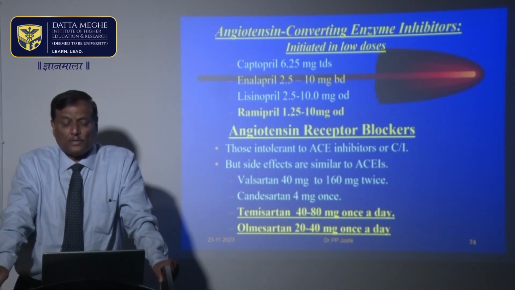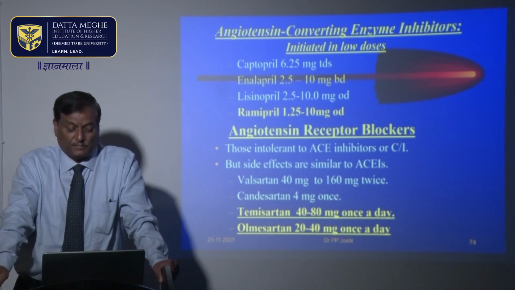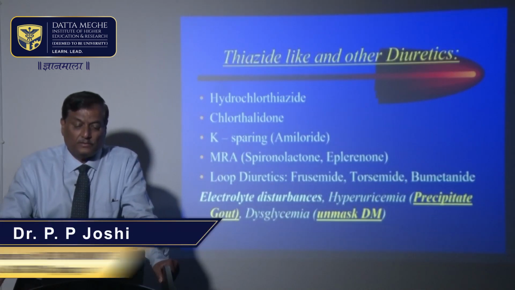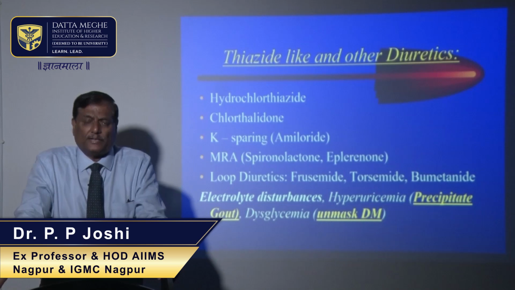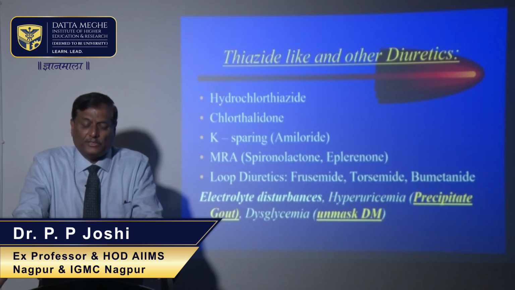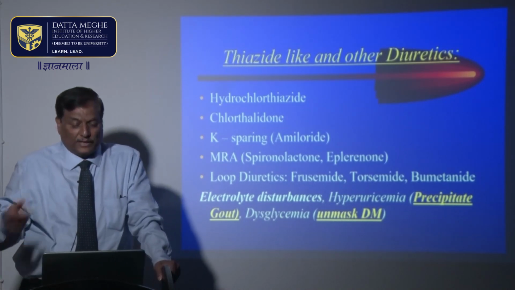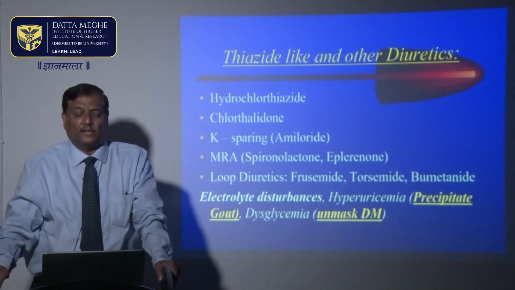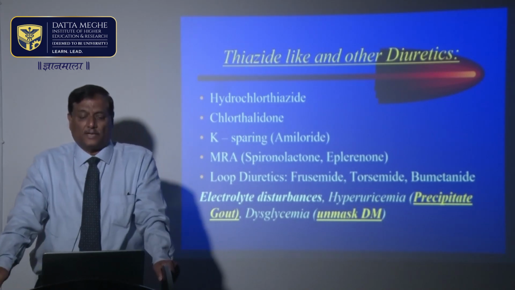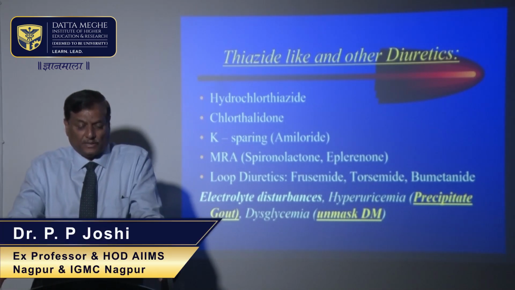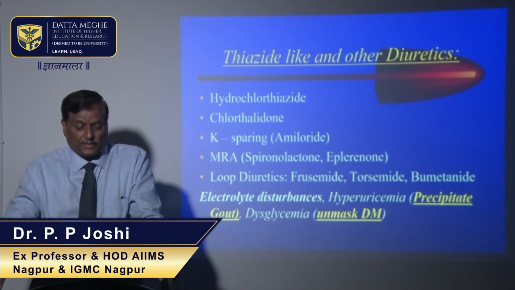The two most commonly used angiotensin receptor blockers are telmisartan 40 to 80 milligrams once a day, or olmesartan 20 to 40 milligrams once a day. Thiazide-like diuretics are very commonly used. We generally use only hydrochlorothiazide or chlorthalidone. The advantage of chlorthalidone is its longer half-life, so a once a day dose is sufficient, and it is now the standard to use chlorthalidone rather than hydrochlorothiazide because of its lesser side effect profile.